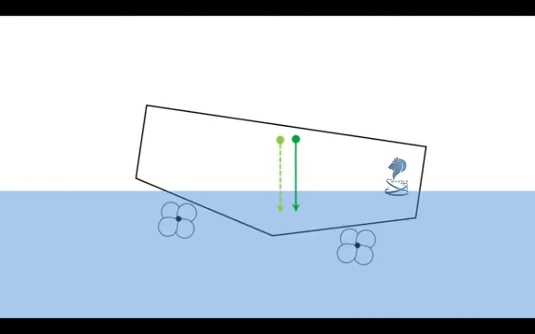So now let's talk about what happens if someone was to move around on the boat. Let's say you had some people step to the right side of a boat. Well, what's going to happen to the center of gravity? If the people move to the right side, the center of gravity is going to move to the right side, and the boat is going to tip to the right.